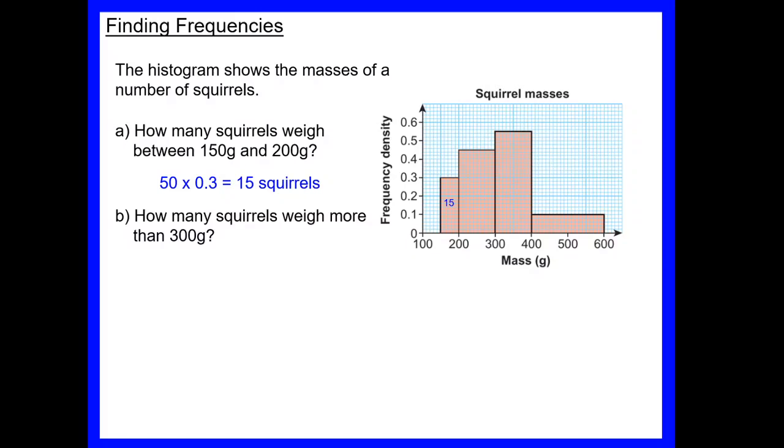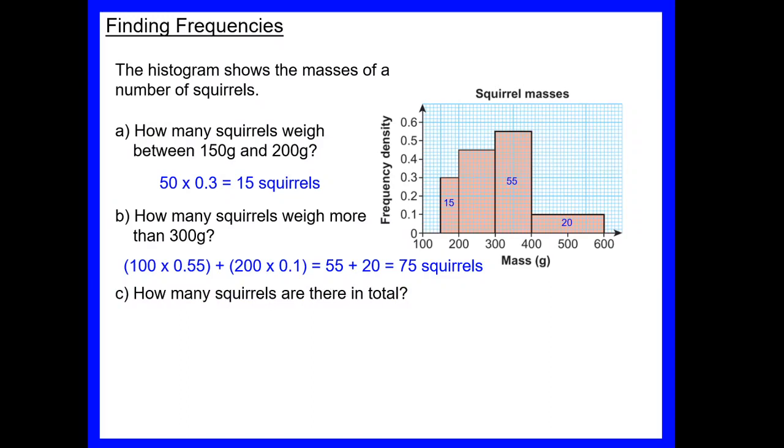Part B then, how many squirrels weigh more than 300 grams? So more than 300 is everybody after the 300 mark, so that's both of these bars together. So I need to find the area of each bar and add those together. So our first bar has 55 squirrels and our second bar has 20, and that gives us 75 squirrels.